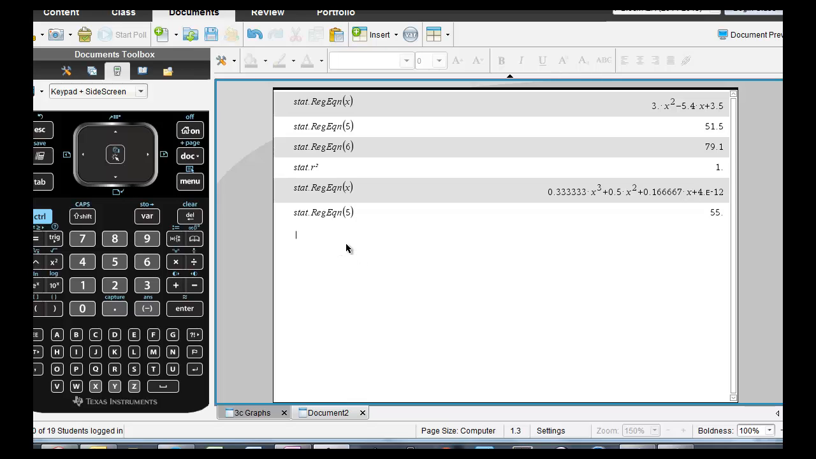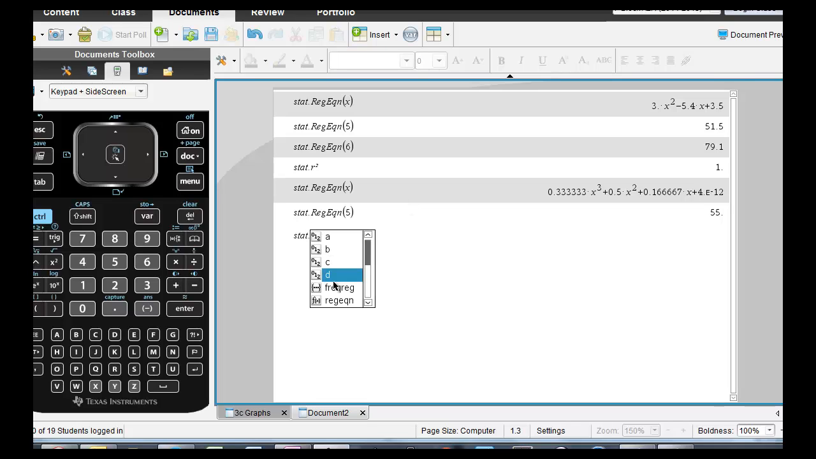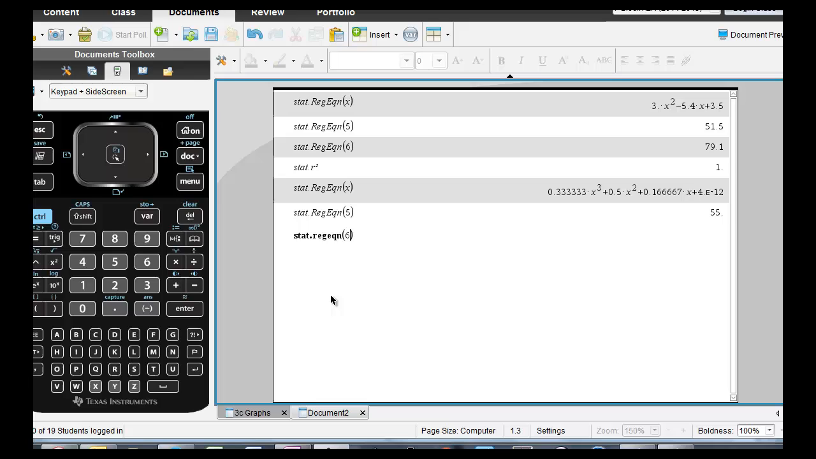55. That's looking better than 51.5, isn't it? Let's see what happens when I try and put in a 6. 91. We're looking pretty good here. Is 55 the answer I would have expected?